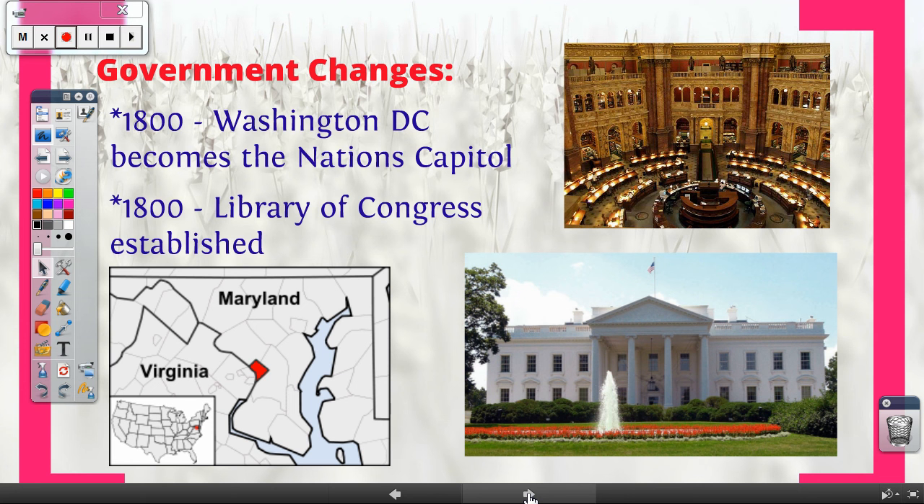Who ordered the White House to be built? Who decided that those two did that? I think it was Washington, but I'm going to look that up so that I'm sure.